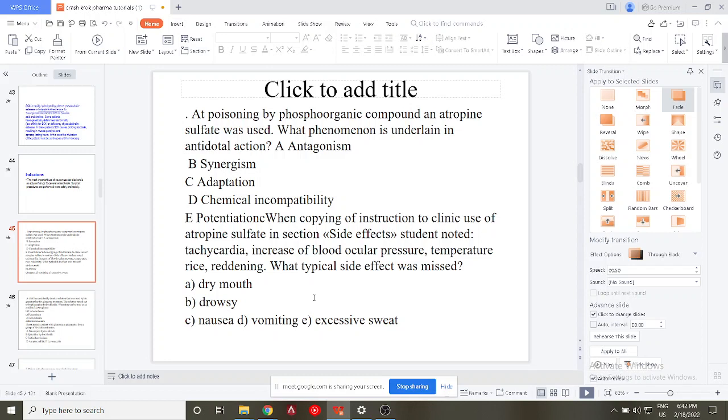At poisoning by phosphoorganic compound and atropine sulfate was used, what phenomenon is underlying in antidotal action? Antagonism. Yes, that's correct. Okay, next question.